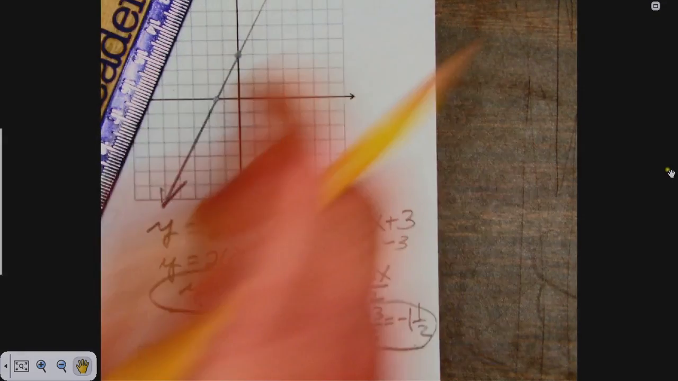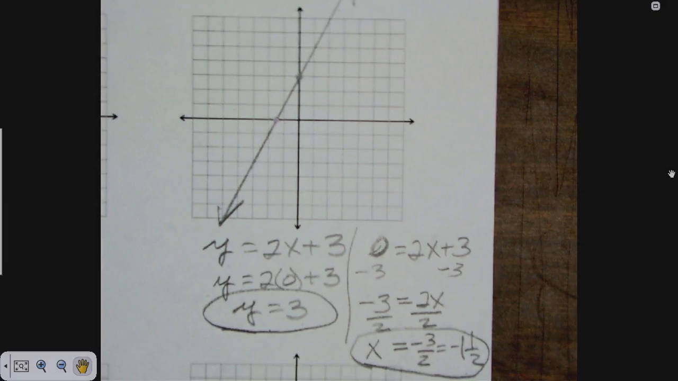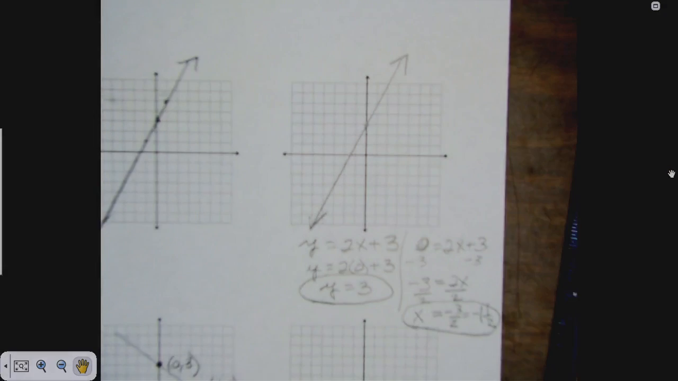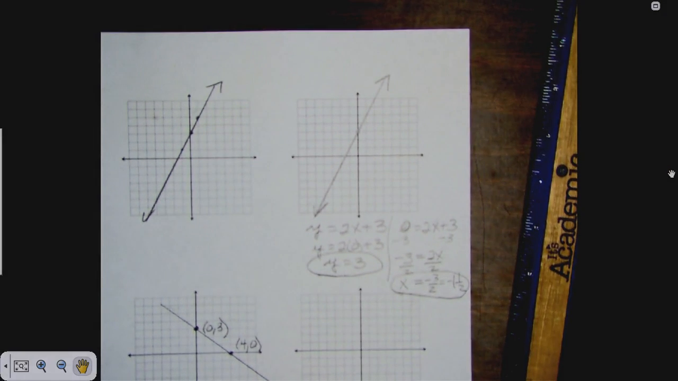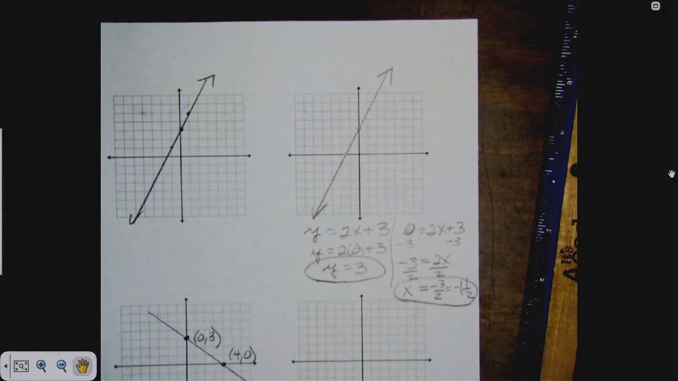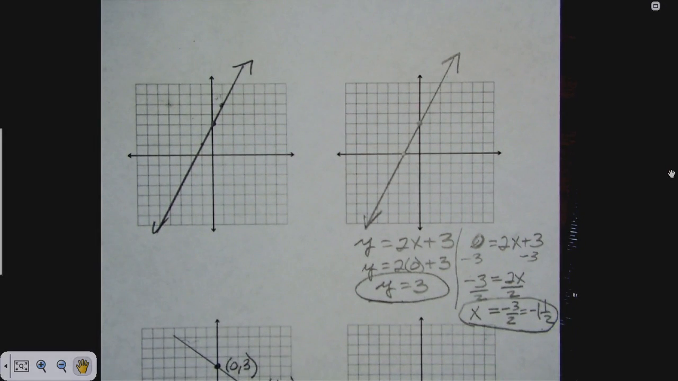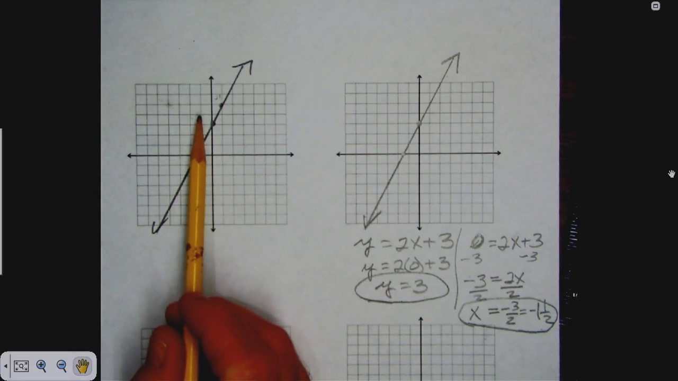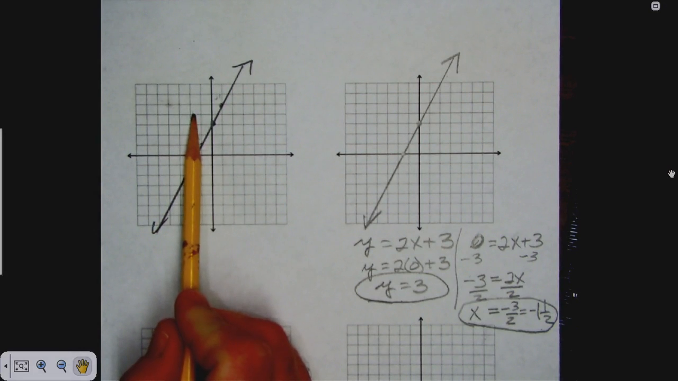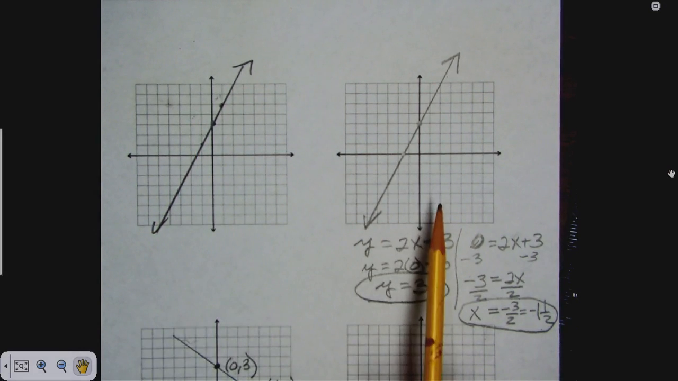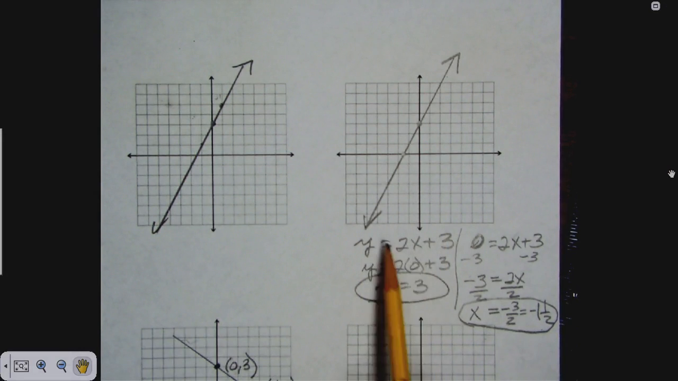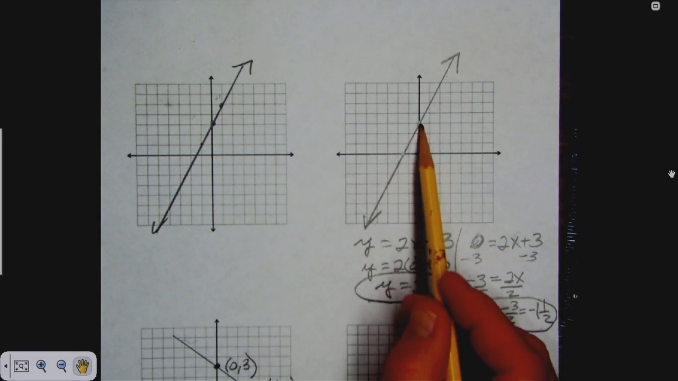And I told you it was the same equation as the one we had before. Let me zoom out a little bit, and you can see that over here is the one that we did with standard form, and this is the one that we did with finding the x and y-intercepts.